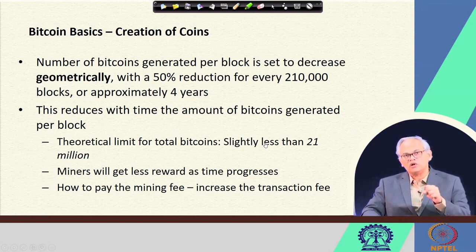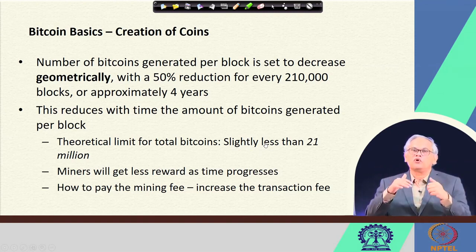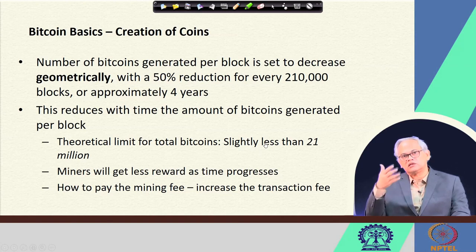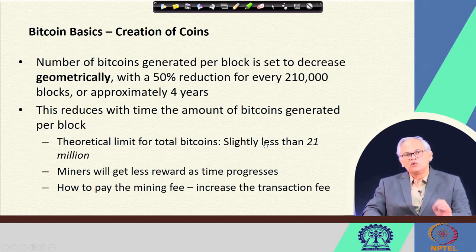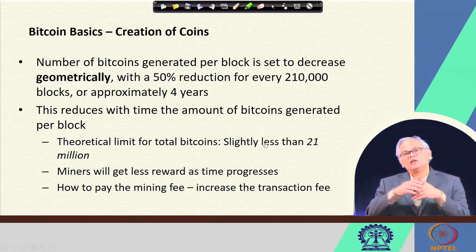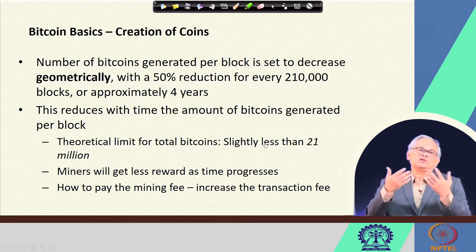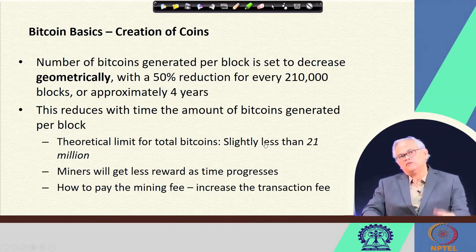That means the block reward is being reduced, to ensure that there is a controlled flow of bitcoins in this cryptocurrency economy of Bitcoin. So, miners will get less rewards as time progresses, and the theoretical limit for the total number of bitcoins is slightly less than 21 million. Then why would the miners be interested in mining the blocks when they are getting less and less block rewards? It would mean that actually the transaction cost would be going up. That is what we will see in the next few years.